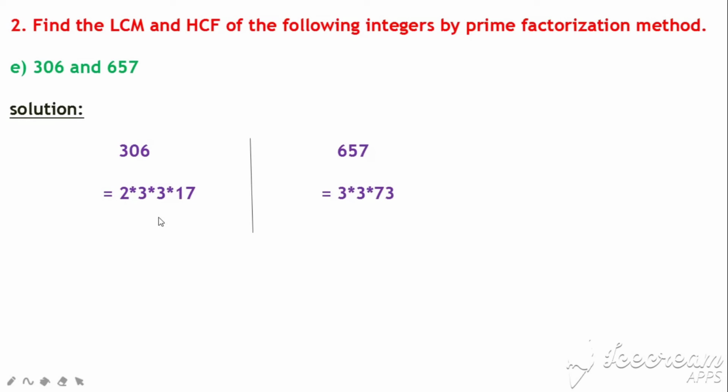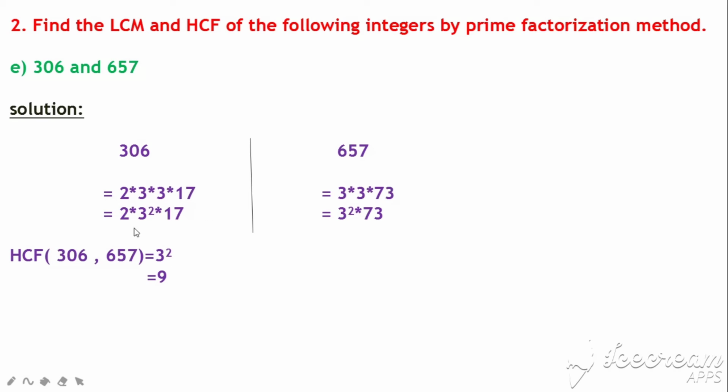Now this can also be written as 2 into 3 square into 17, and 657 is written as 3 square into 73. Now HCF. HCF is the smallest power of the common prime factor in both the values. So the common factor in both the values is 3 square. So 3 square is the HCF.